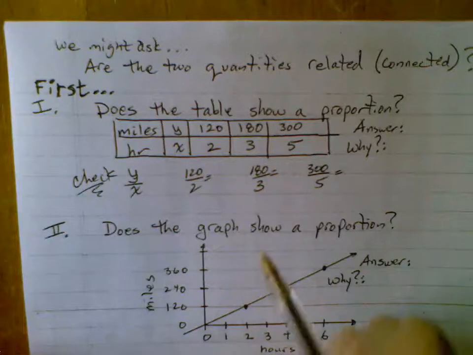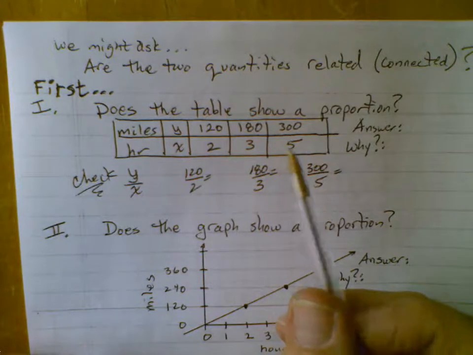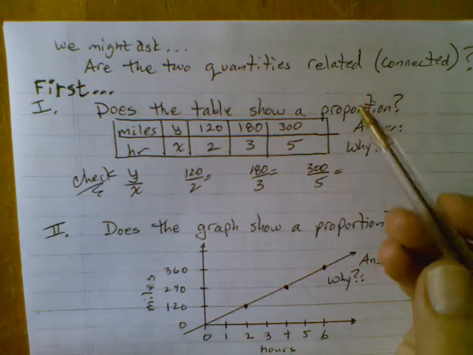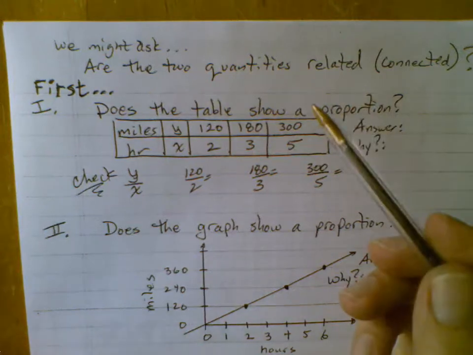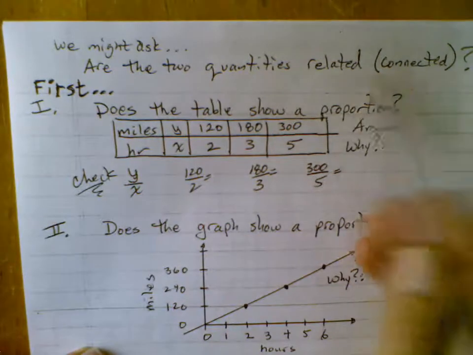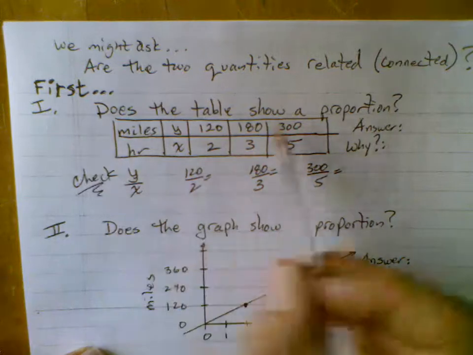Okay, in this video, we come to the end of our discussion on proportions. So the first part of the notes recounts where we've been. In the first part of the chapter, we asked, are two quantities related? Are they connected somehow? And one of the first questions we were asked is, does a table show a proportion?